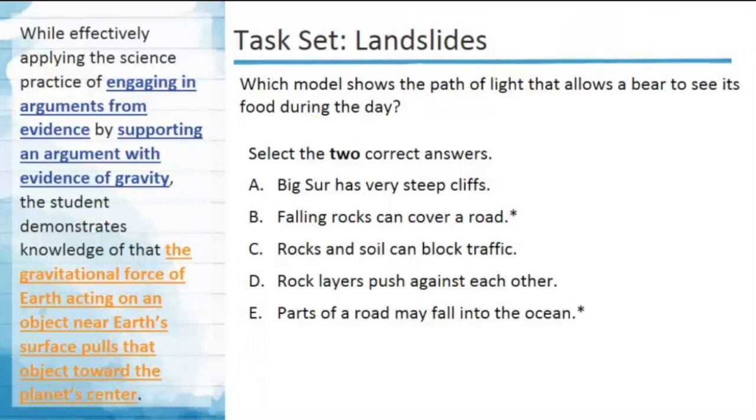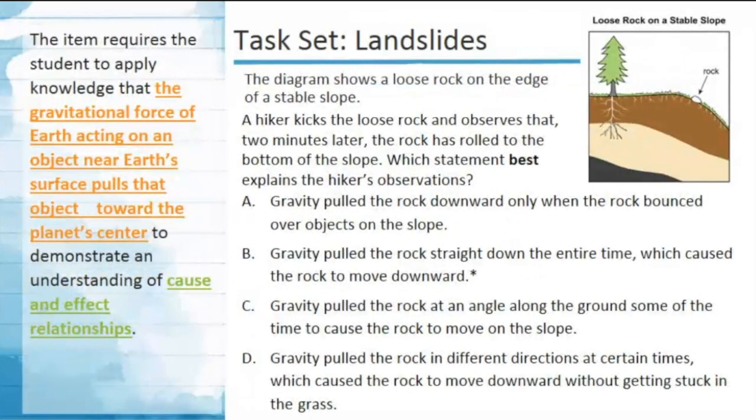But on the left here, you will see we've done an annotation. And they have to engage in argument. That's the SEP. And knowledge that the gravitational force of Earth acting on an object near Earth's surface, that's the DCI. So you'll notice that corresponds to that box prior to the task set. So we've included an annotation to let you know how it's aligned. Okay, this is the next one. This is just a plain multiple choice, but notice it's aligned to a DCI and a CCC, cause and effect.